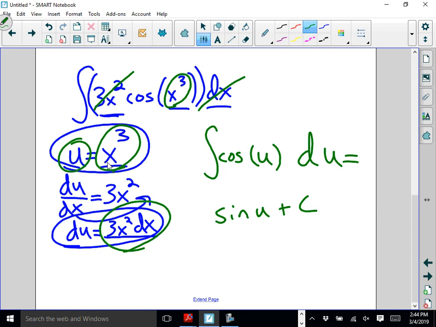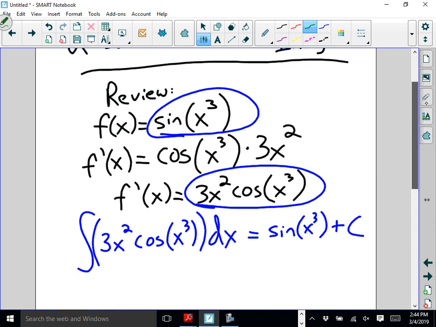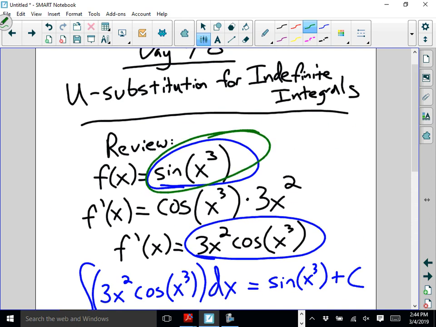And again, what am I going to plug in for u? Well, I got a nice equation right here. u equals x cubed. So I'm just going to replace that u with x cubed, and my answer is sine of x cubed plus c. And when I look back up, that is what I had up here. Okay. Let me try another one.